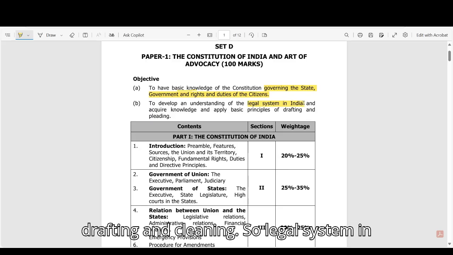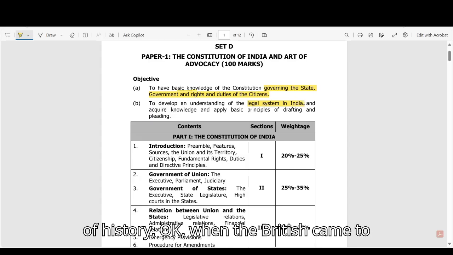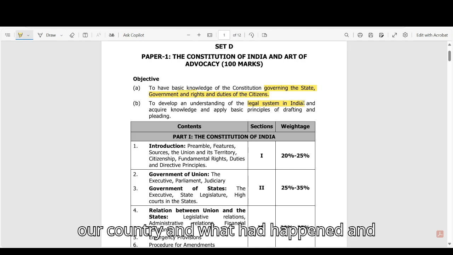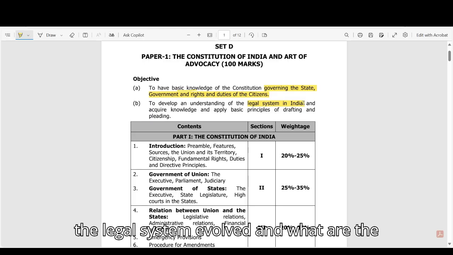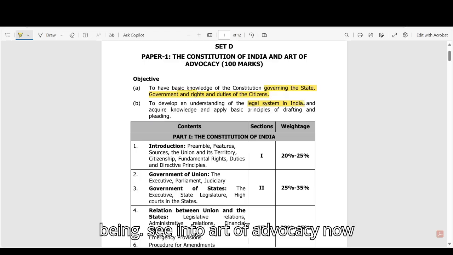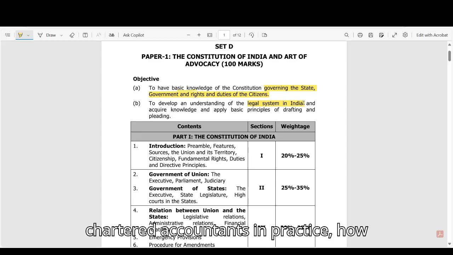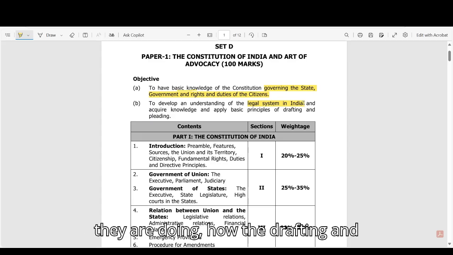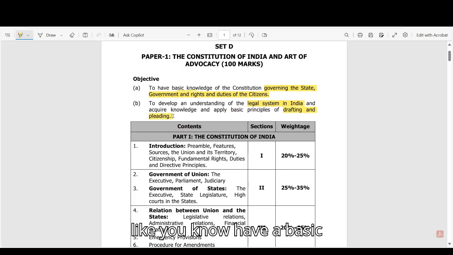drafting and pleading. So the legal system in India has its roots in history, when the Britishers came to our country and what had happened and what all things. So by that, how the legal system evolved and what are the complexities, and in the art of advocacy, how professionals like lawyers and chartered accountants in practice do the drafting and pleading. So you are supposed to have a basic idea about it.